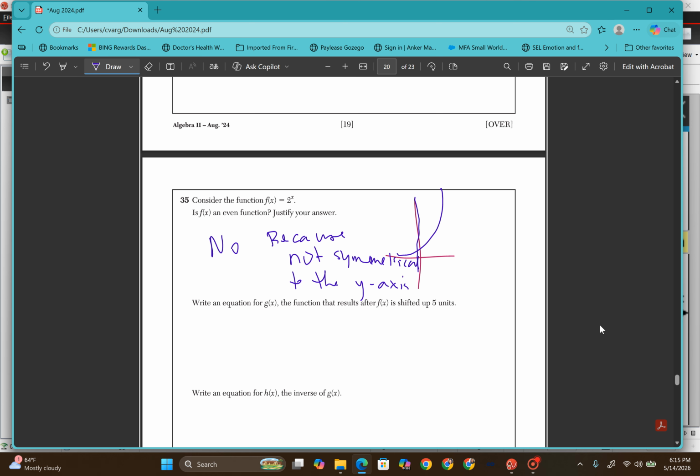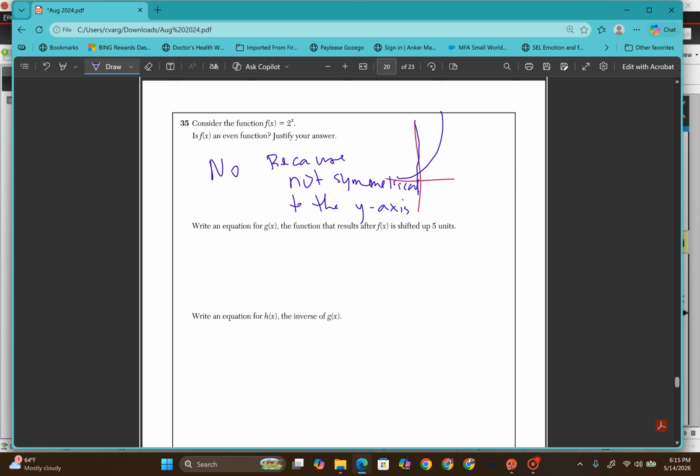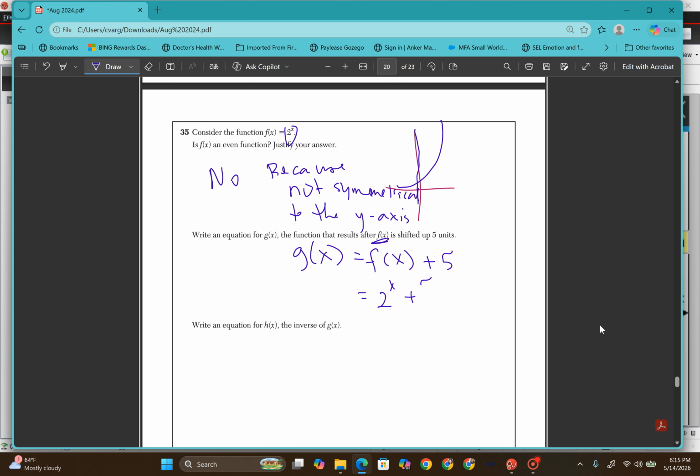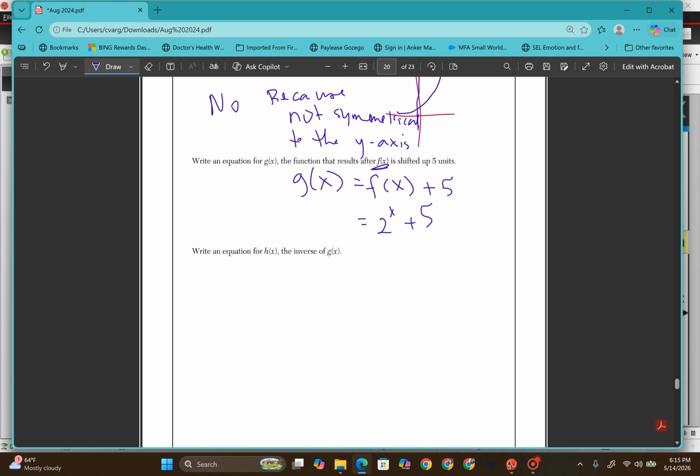Okay. So write an equation for g of x, the function that results after f of x is shifted up 5 units. So g of x is equal to f of x plus 5. That's all you had to write. Or you can actually plug in f of x, so you could say 2 to the x plus 5. Either one of those answers was correct. Then it says write an equation for h of x, the inverse of g of x.